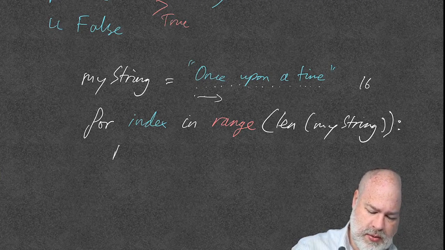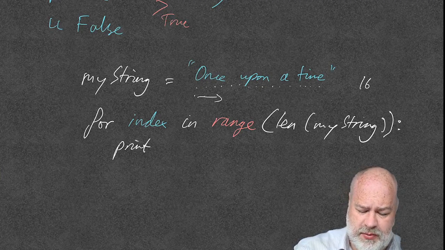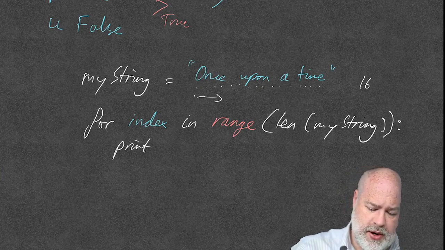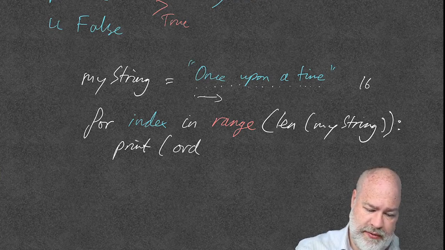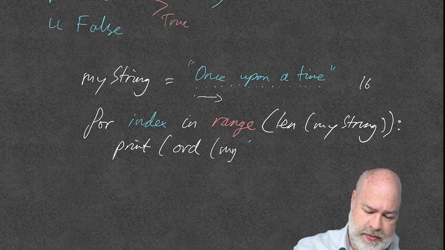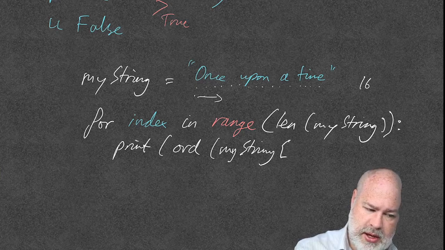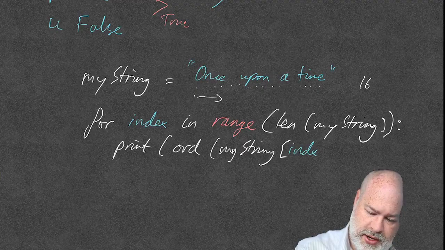and then what do we want to print out? As this is a procedure, it's not a function, we're just going to print it out. We're going to print out the ORD of my string, and then we want to use as our index position the number that we're generating each time the loop goes round.